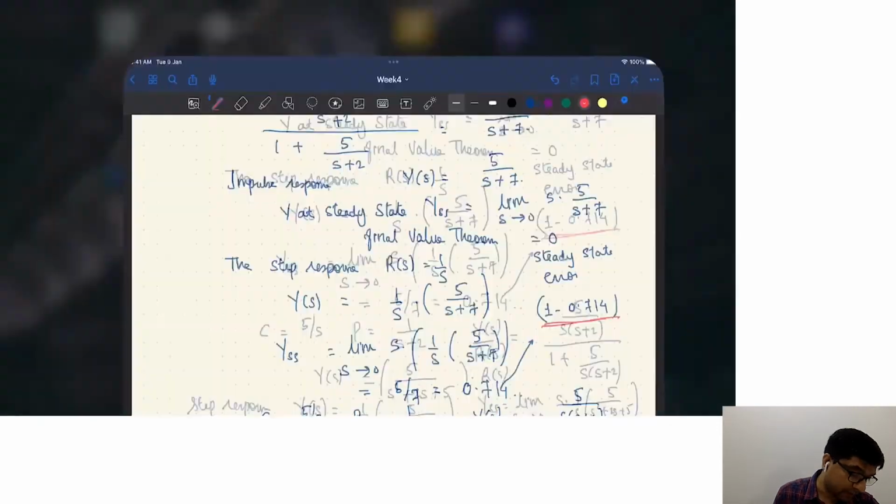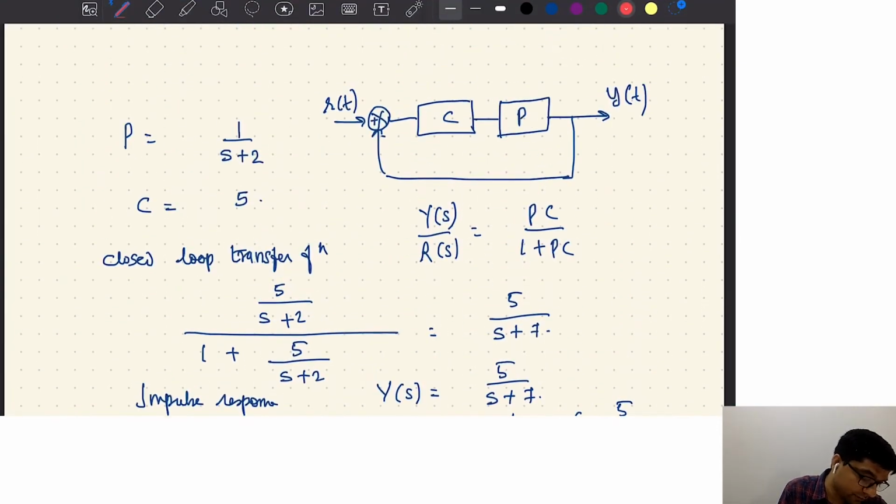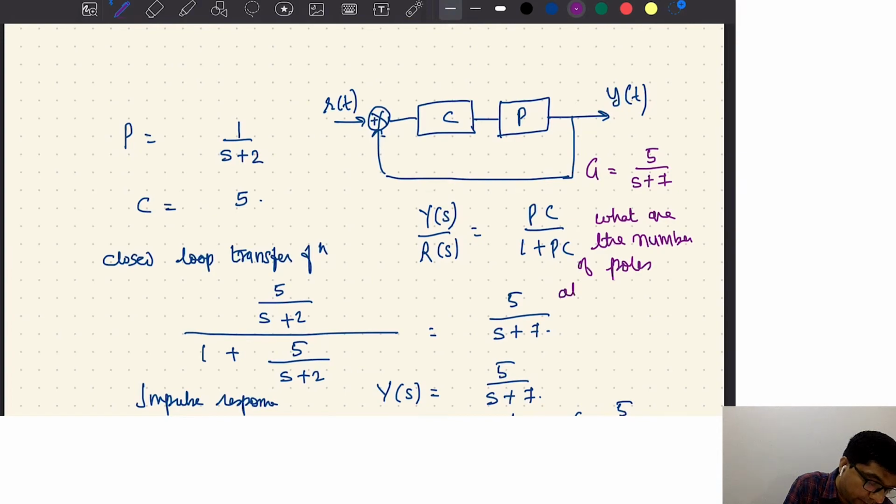So I go back here, and if I see what was happening with the G, in the first case G was equal to 5 over s plus 7. So I see the number of poles at the origin, like s to the power n. So here there are no poles at the origin.